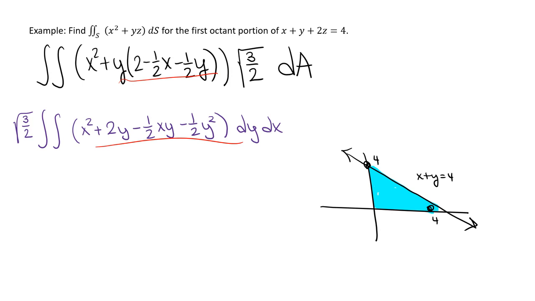All right, if we're going to do the dy first, our y values start at 0 and stop at this line, which is y equals 4 minus x. The x values start at 0 and stop at 4. So 0 to 4. So this is the integral we need to compute.